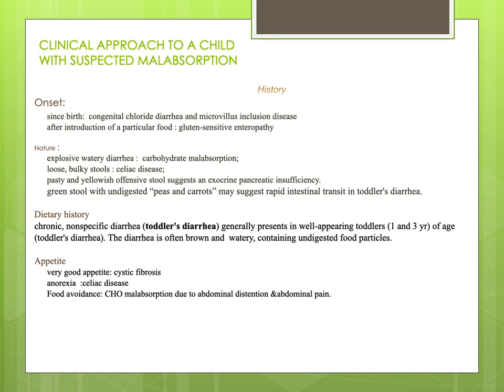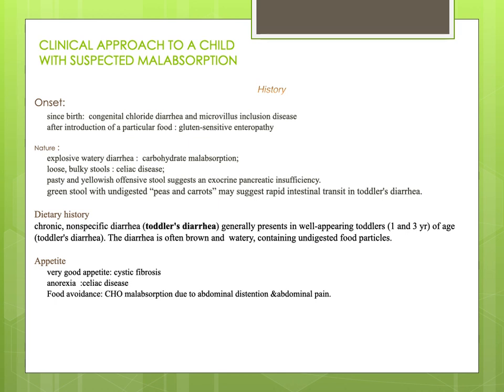The nature of the diarrhea is also helpful in the differential diagnosis. For example, patients with carbohydrate malabsorption tend to pass explosive watery stool, while patients with exocrine pancreatic insufficiency have pasty, yellow, offensive stool. Patients with toddler's diarrhea tend to pass green stool with undigested particles, described as peas and carrots.